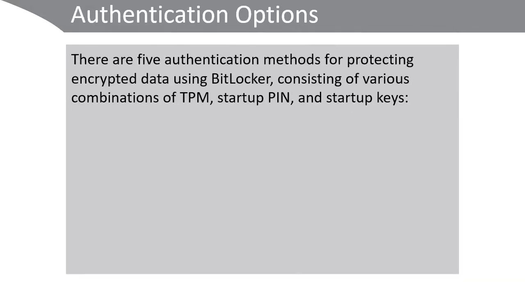There are 5 authentication methods for protecting encrypted data using BitLocker, consisting of various combinations of a TPM, a startup pin, and startup keys. TPM plus startup pin plus startup key is the most secure, but it requires 3 authentication tasks. The encryption key is stored on the TPM chip, but an administrator needs to type a pin and insert the startup key, which is usually available on a USB drive.